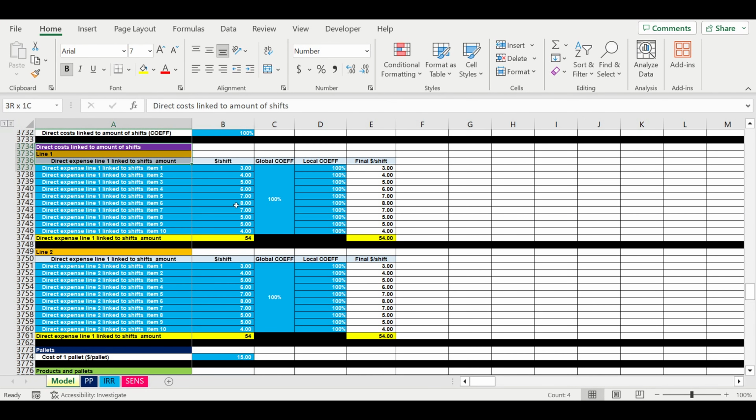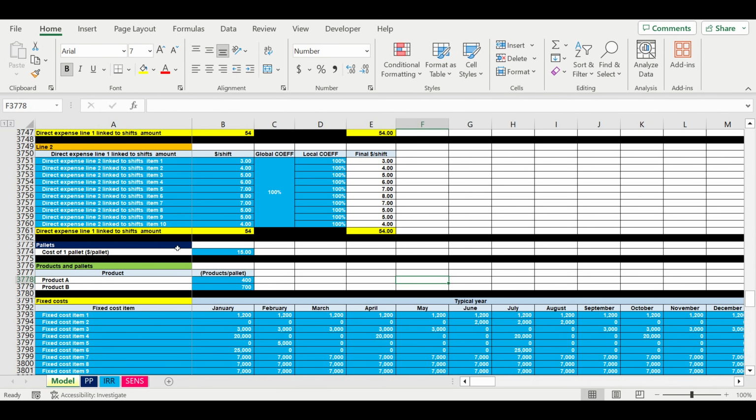Another group of direct costs may be linked to the amount of shifts. This block of inputs is for that. For each manufacturing line, we can specify the name of direct cost item and the value of the cost in dollars per 1 shift. Global and local coefficients are added. Some direct costs may be linked to logistics, or pallets for example. In this case, we need to specify the cost per pallet.